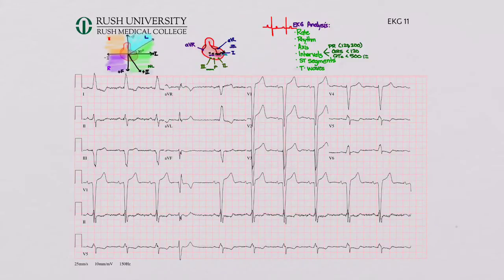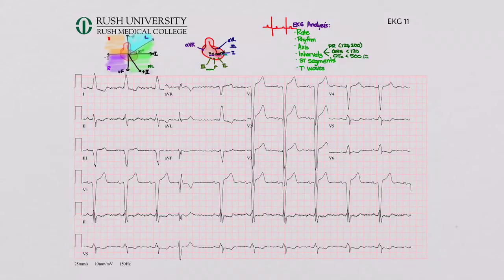The axis, aVF is down and lead 1 is up. So negative aVF, positive 1. We're in this quadrant over here, so we have to look at 2. Oh, 2 is, that's a close one. I'll say it's mostly negative, right? So we're on this blue side of the line here. So we have a left axis, okay? So we got heart rate of 60, rhythm is sinus, axis is left.